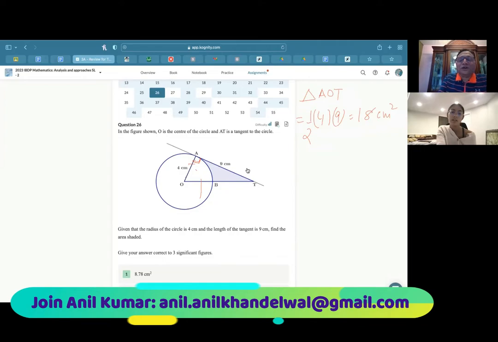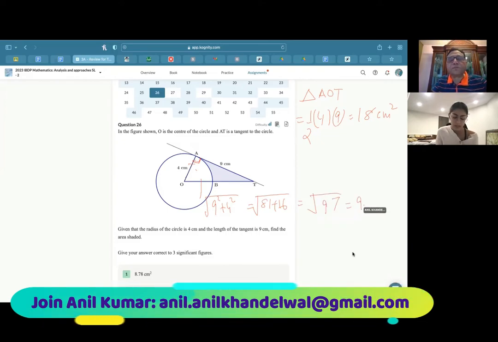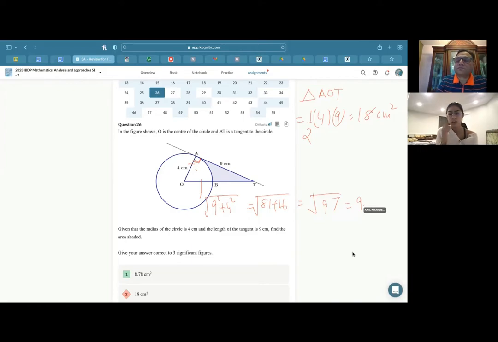And you know this is Pythagorean theorem, right? So 9 squared plus 4 squared, square root, the whole length. 81 plus 16, square root. How much do you get? Less than 10, right? 9 point something. It's like 9.84. So you know the total length, right?